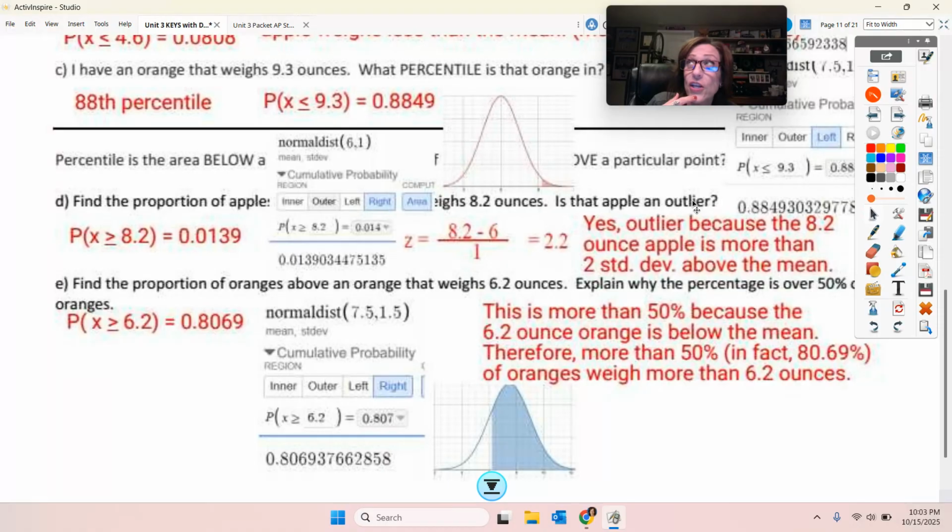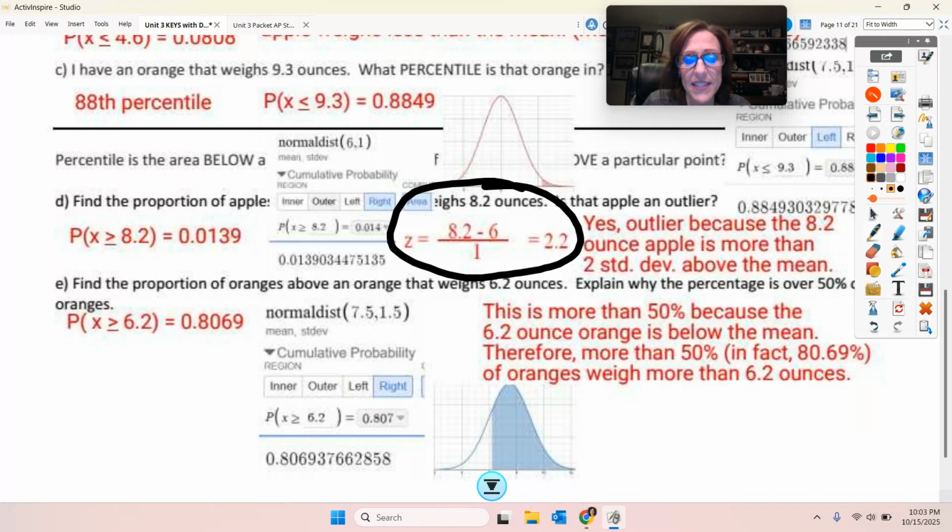What did we just learn in our last video? That was the second part from yesterday's stuff. How do I get the number of standard deviations I am away from the mean? I get a z-score, and that's this right here. I'm going to go x minus the mean over the standard deviation. And that's 2.2. So an 8.2 ounce apple is 2.2 standard deviations above the average gala apple.